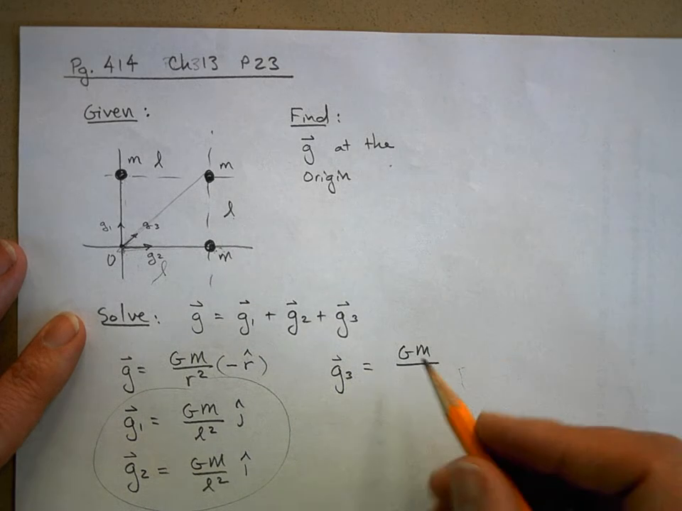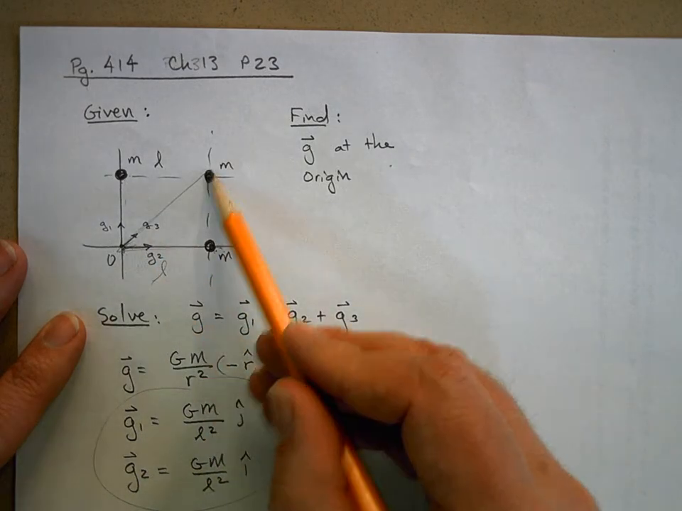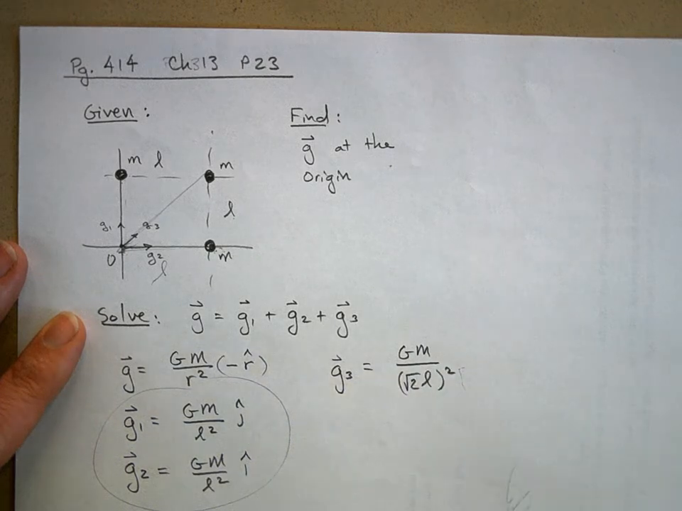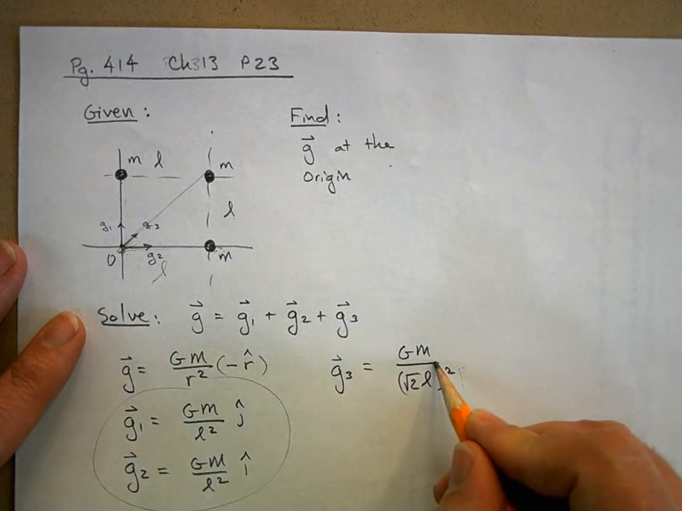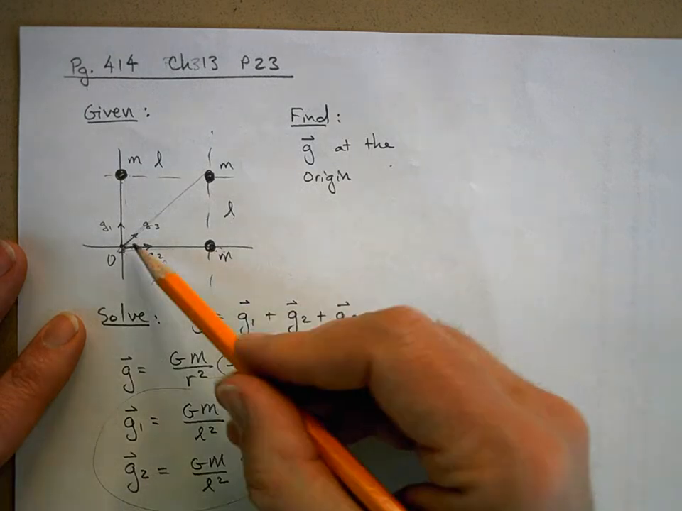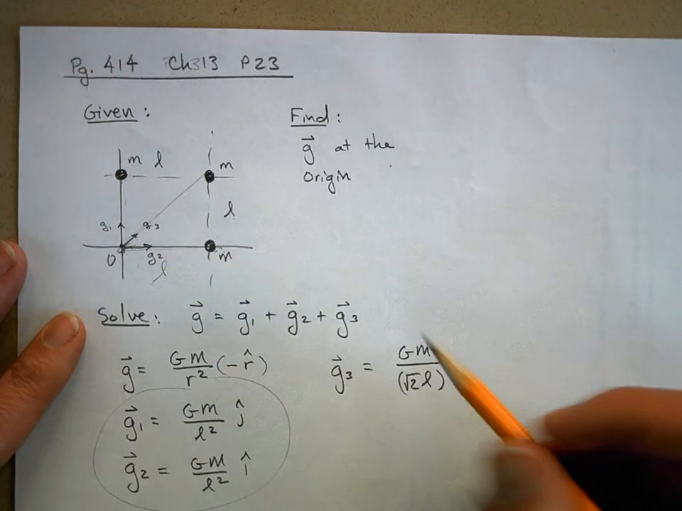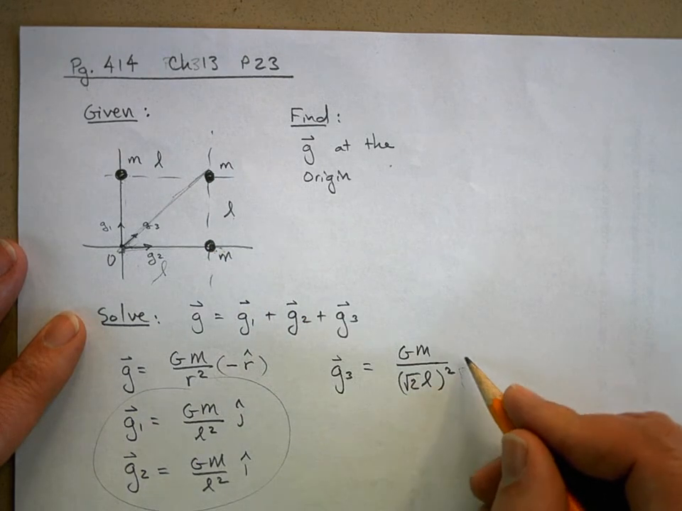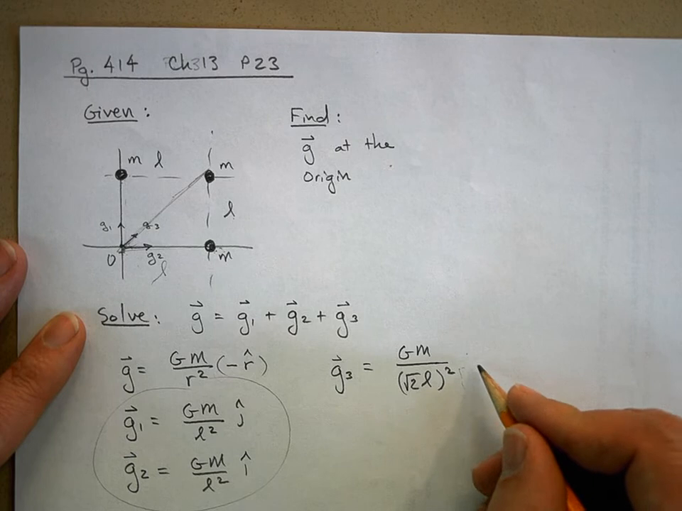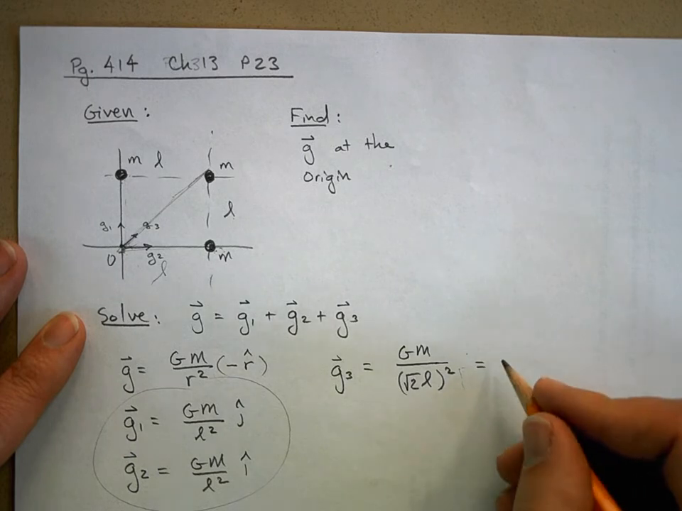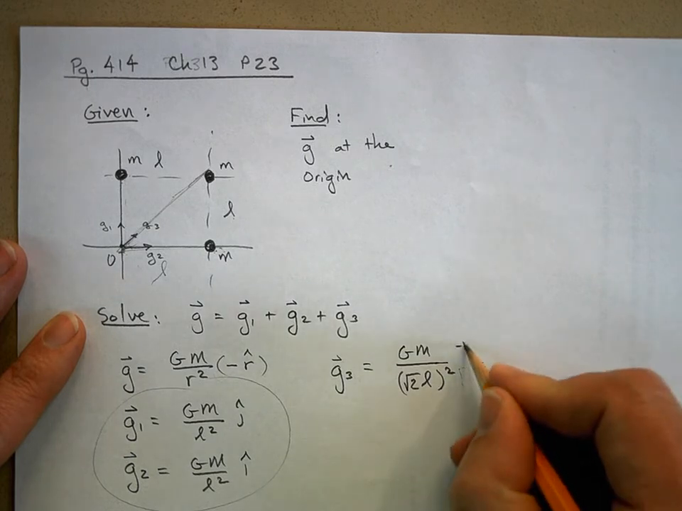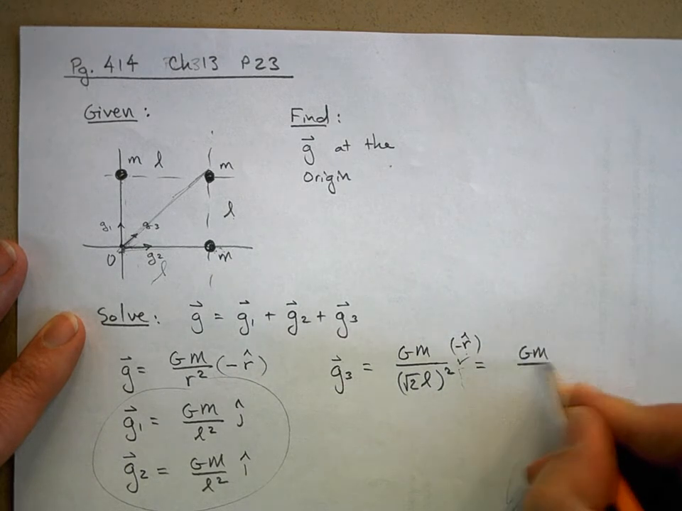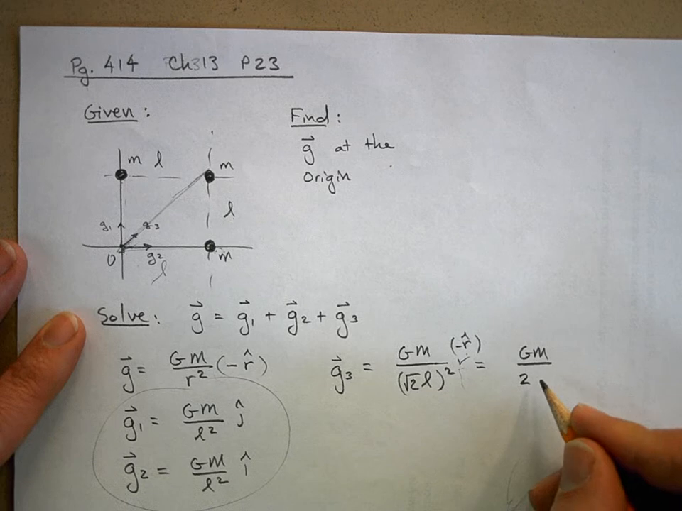But it's squared, right? So it's this distance squared. So it's root 2 times L, quantity squared. That's this direction right here. So we'll worry about the direction here in a second. We'll just call it negative r hat just to be complete. But so this is Gm over 2L squared.